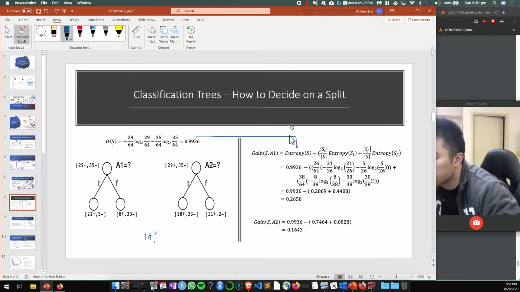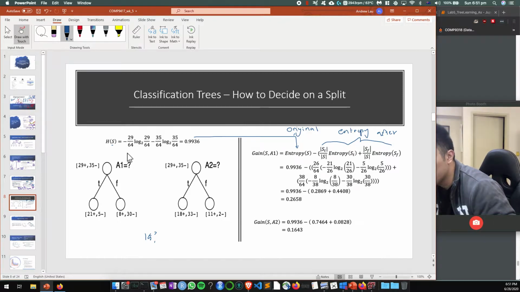Oh, that's hard to see there, isn't it? This is the original entropy, this guy here, right? And then this is the entropy after the split. So this is, I guess, this is entropy afterwards.